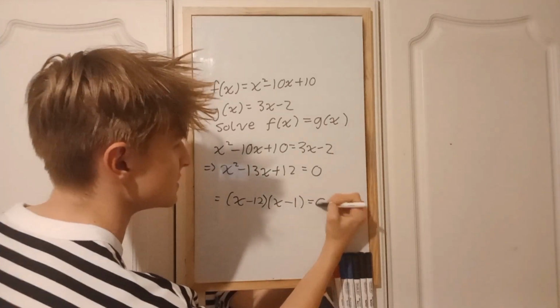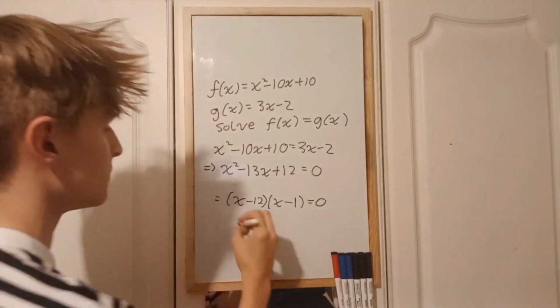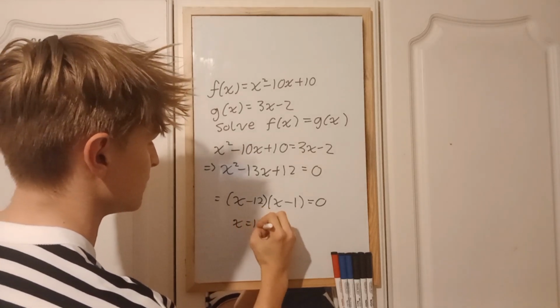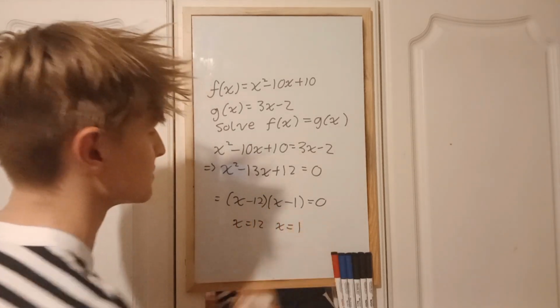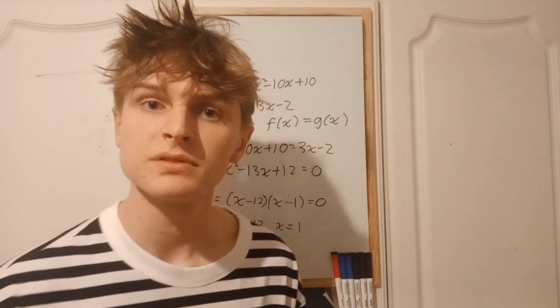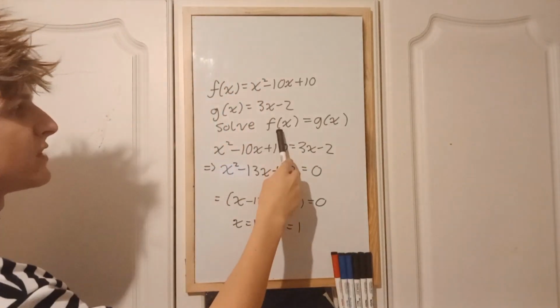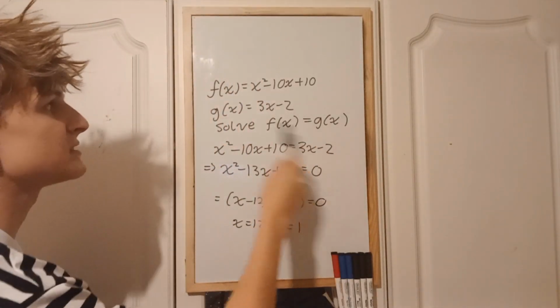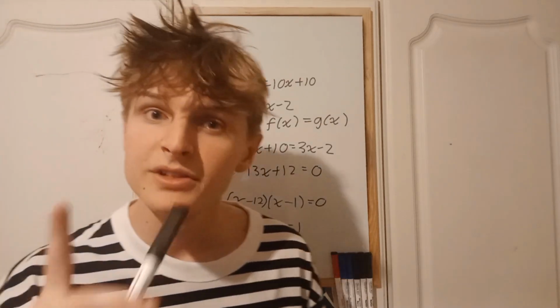We can set it equal to 0 and we find that x must be equal to 12 or x must be equal to 1. So we found the two values of x such that this function and g of x, if you plug x into them, they output the same thing. And you can check that real quick.